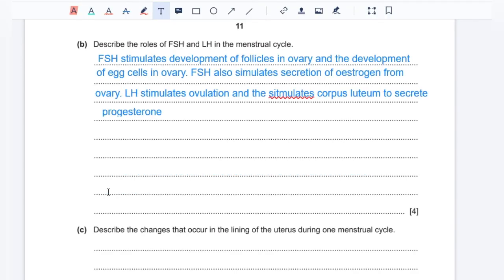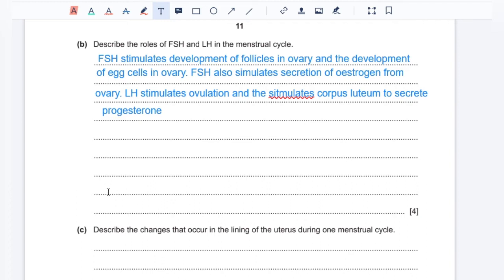B. Describe the roles of FSH and LH in the menstrual cycle. So both of them are secreted from the pituitary gland. FSH will stimulate the development of follicles in the ovary and the development of egg cells in the ovary. This is during the initial stages of the menstrual cycle. FSH will also stimulate the secretion of estrogen from the ovary. Again, this is before day 14.